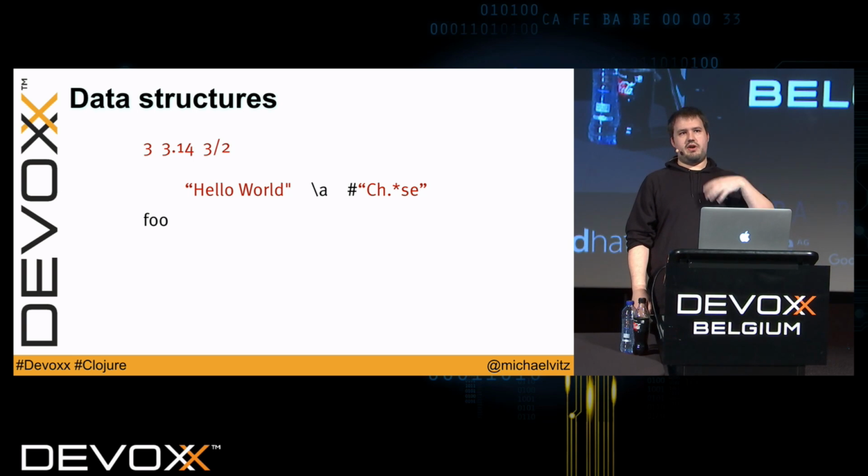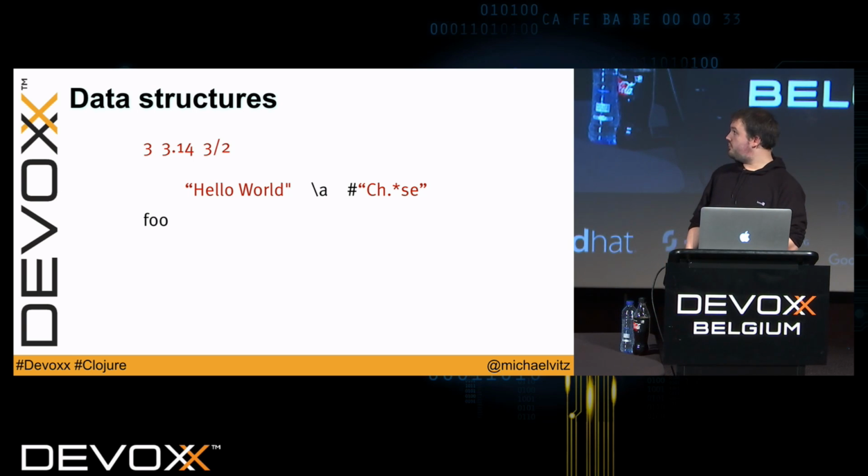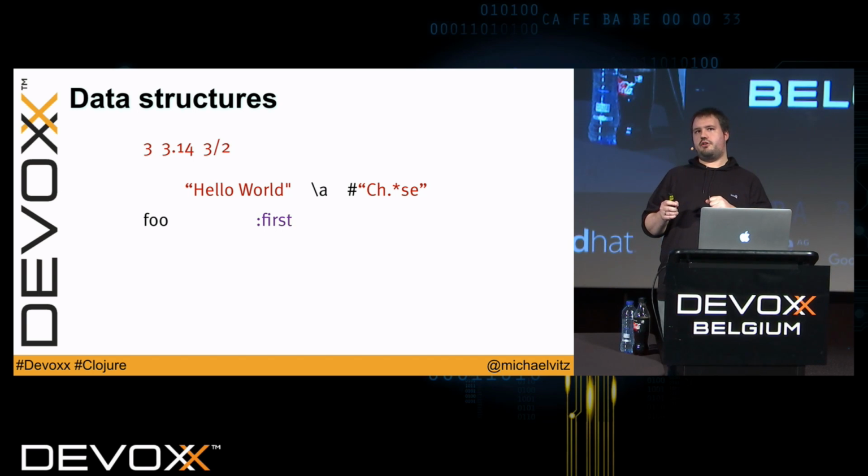Symbols, basically function names or variable names, so reference names. We have keywords. I don't know who of you knows Ruby. Basically, these are the same as in Ruby. So everywhere I type a colon first, it's a keyword.